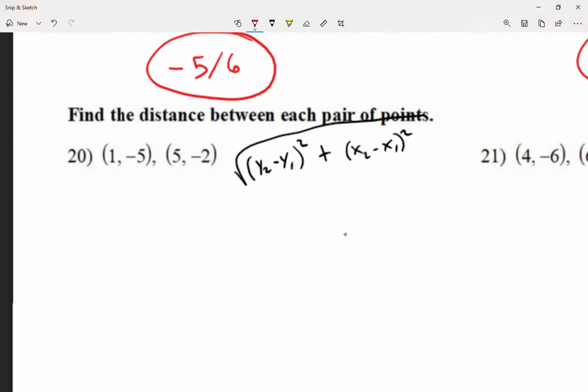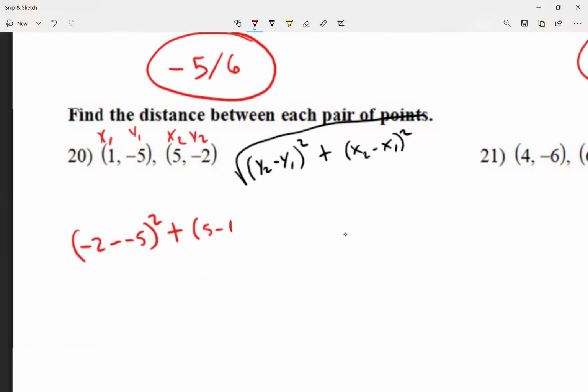I'm subtracting my y's first here. So here's my first y, here's my second y. So I'm gonna go -2 minus a -5. Okay, and all this is gonna be squared plus. And then second x, so here's my first x, here's my second x. So I have the second x minus the first x. So I'm gonna go 5 minus 1 all squared, and this is inside a square root.